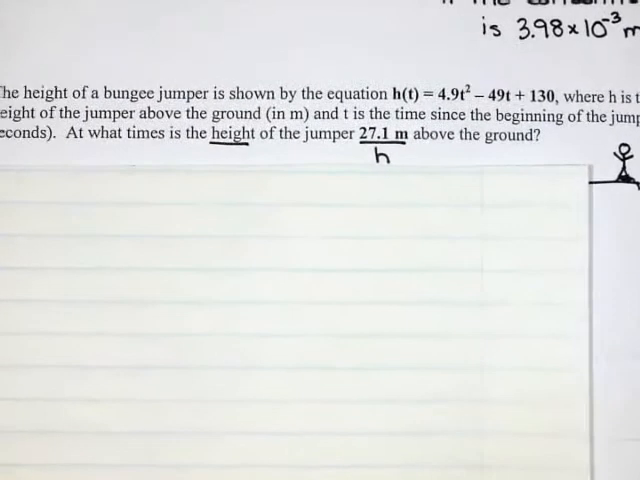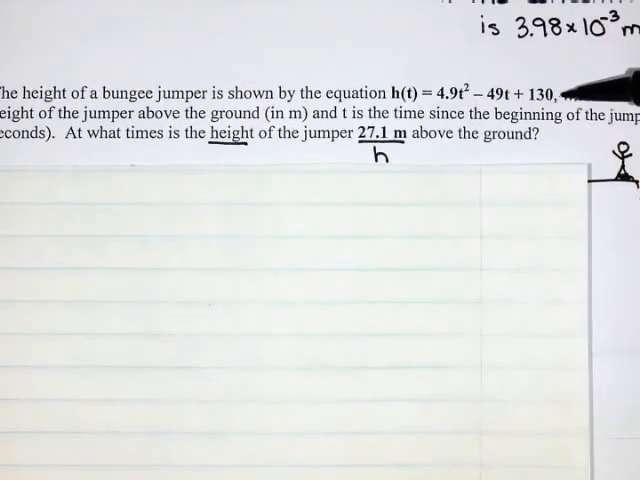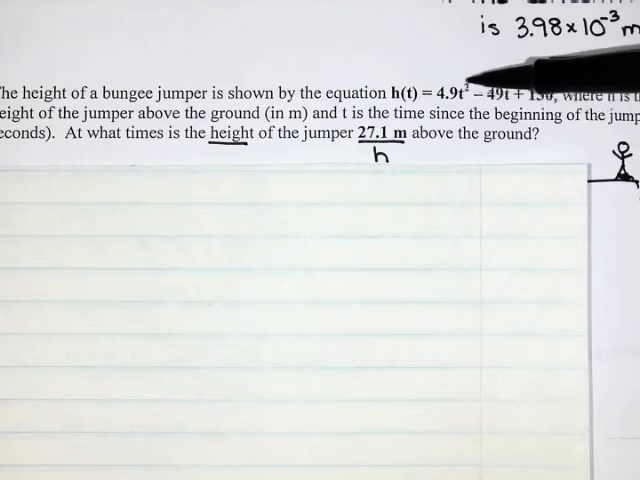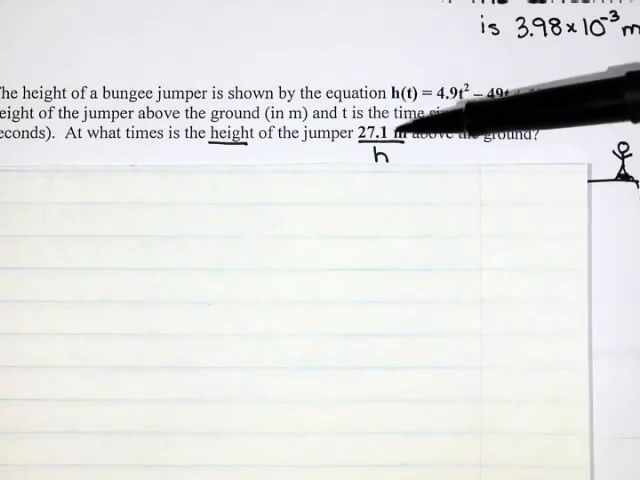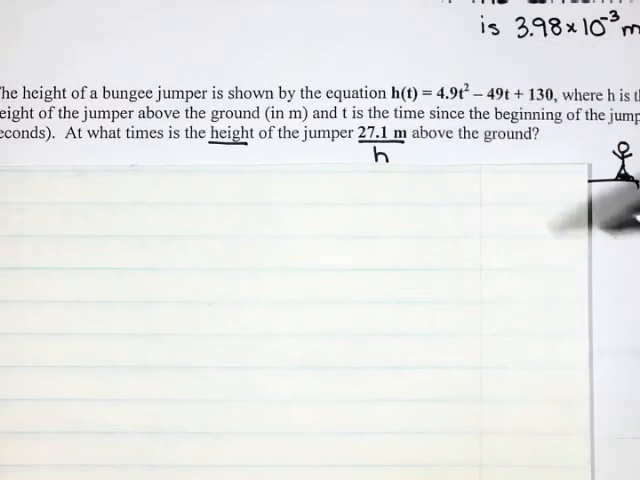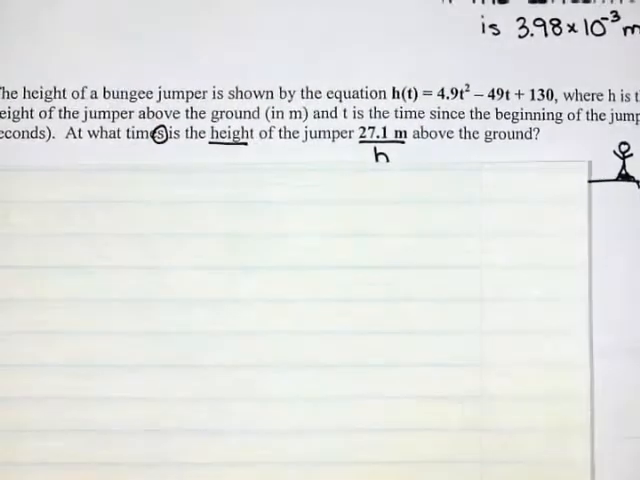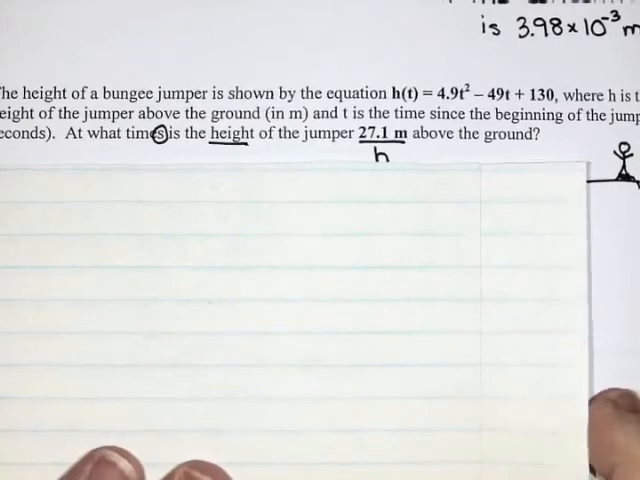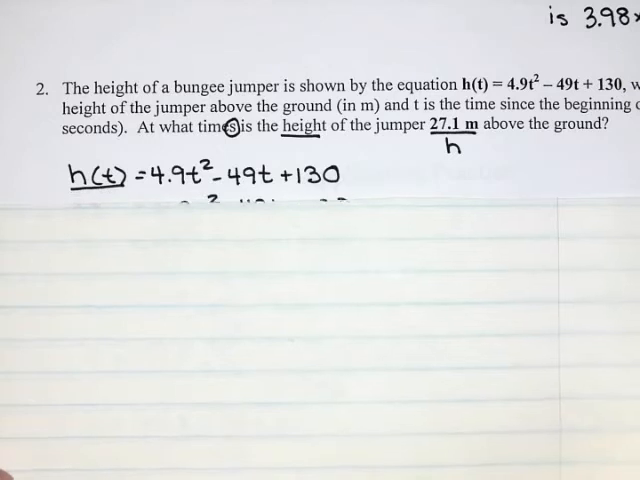So when I read through this question, I notice that there is a polynomial equation. Actually, it's a quadratic equation because it has a square, and they're telling me that the height is 27.1 meters. And it says at what times, because it says times and it's plural, that tells me there's probably more than one answer. So the first thing I did was I took the equation and I wrote it down.